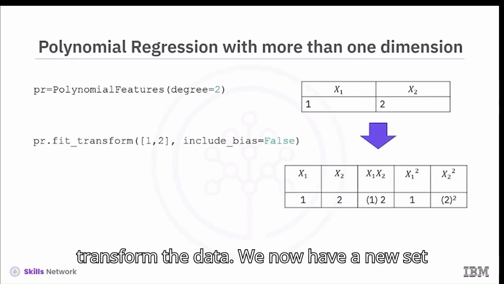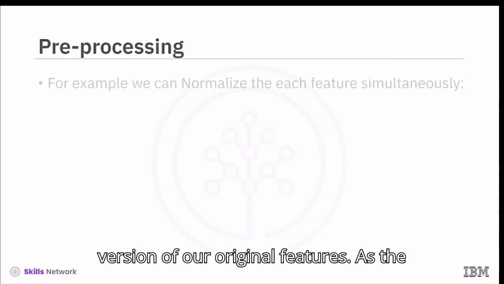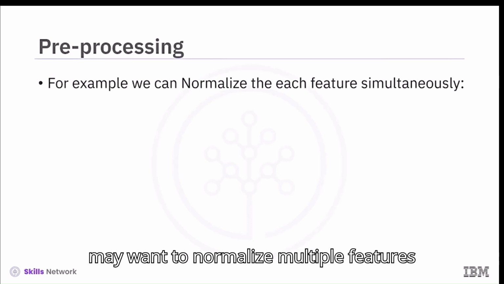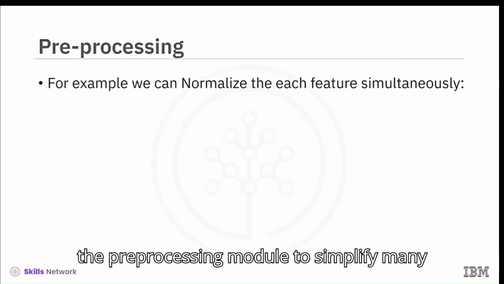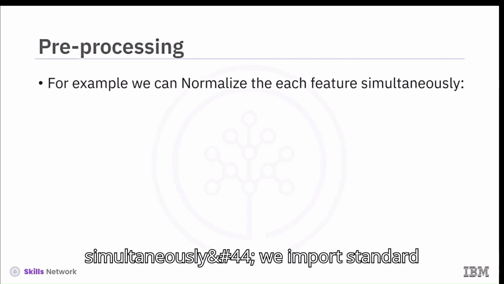We now have a new set of features that are a transformed version of our original features. As the dimension of the data gets larger, we may want to normalize multiple features in scikit-learn. Instead, we can use the pre-processing module to simplify many tasks. For example, we can standardize each feature simultaneously.